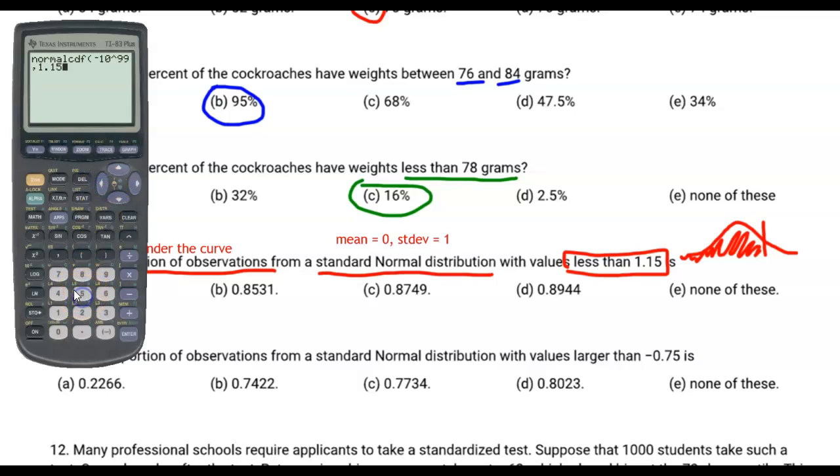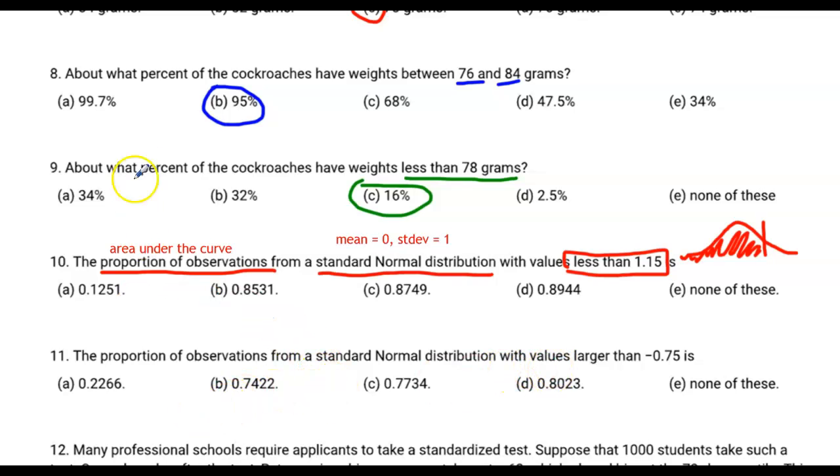The next 2 arguments are the mean and the standard deviation, and I'm going to put in 0 and 1 because that's what you really should be doing. Every time you should put in your mean and your standard deviation. But I want you to know that the normal CDF actually assumes a standard normal distribution unless you specifically tell it otherwise. If I fill in that same negative 10 to the 99th and 1.15, the calculator gives us the exact same values. So that's a little piece of information to keep in your back pocket.